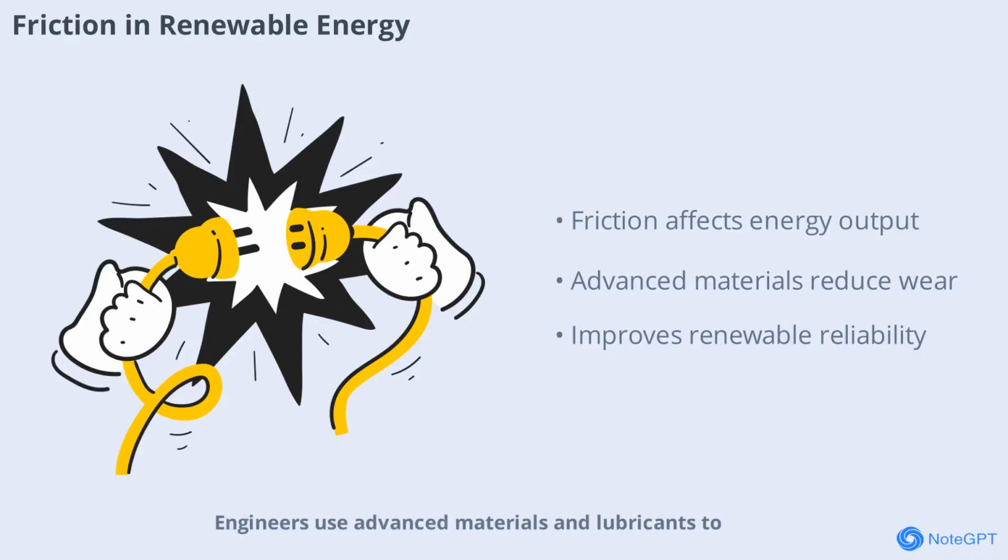Engineers use advanced materials and lubricants to reduce wear and extend the life of equipment. By controlling friction, we can make renewable energy more reliable and cost-effective.